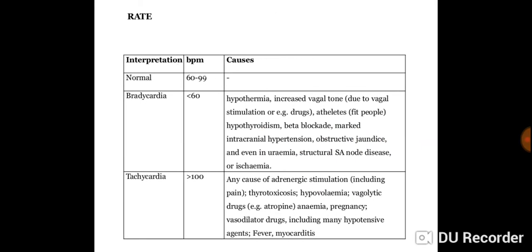Now normally it's 60 to 99. A bradycardia would be less than 60. These are the causes. You can pause and see them. Tachycardia is more than 100.